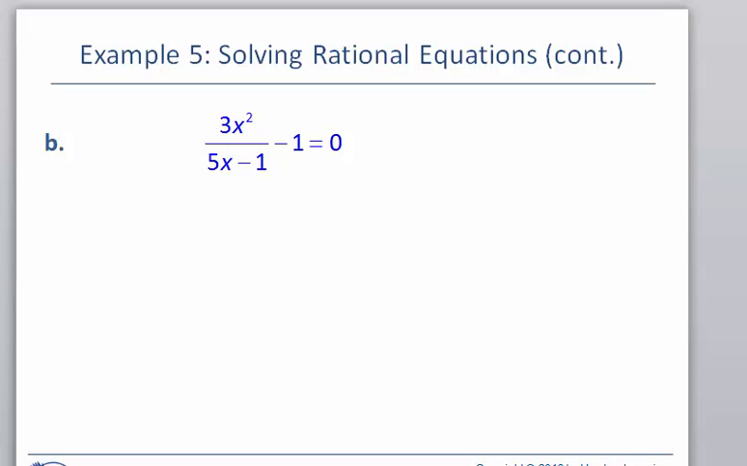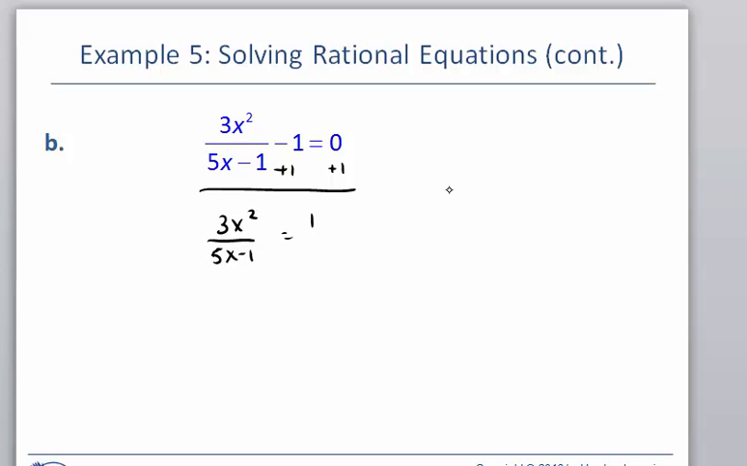Part B says that we have 3x squared divided by 5x minus 1 is equal to 0. Okay, so the first thing that we're going to do is move that negative 1 to the other side. So we're going to add 1 to both sides of this expression. So that's going to give me 3x squared over 5x minus 1 is equal to 1.